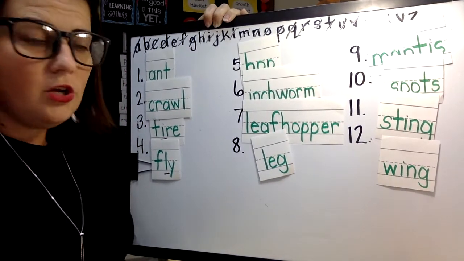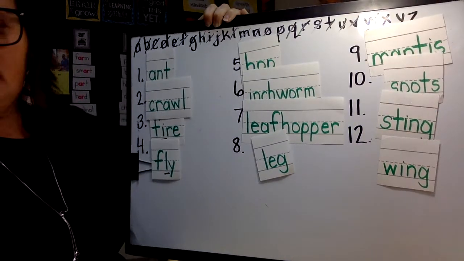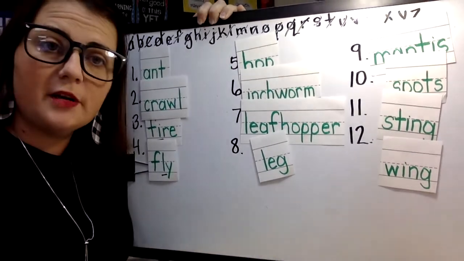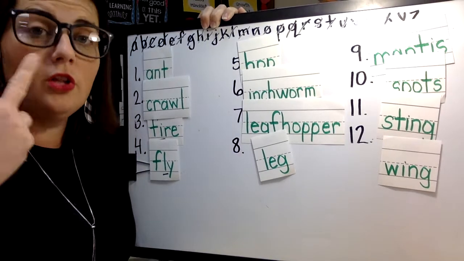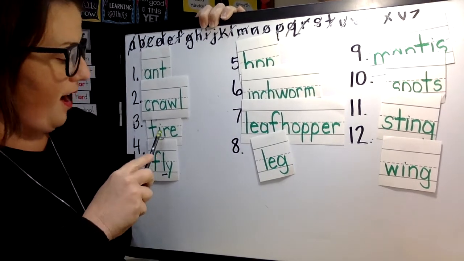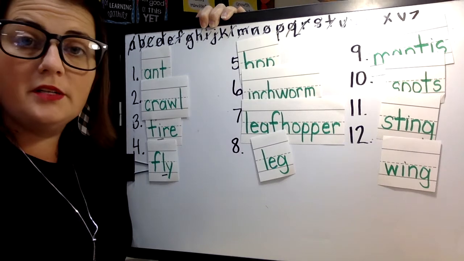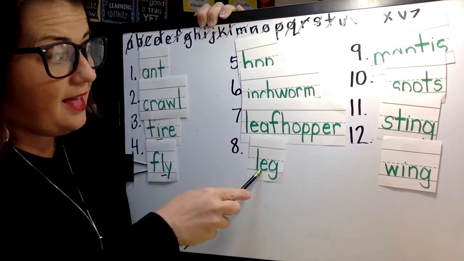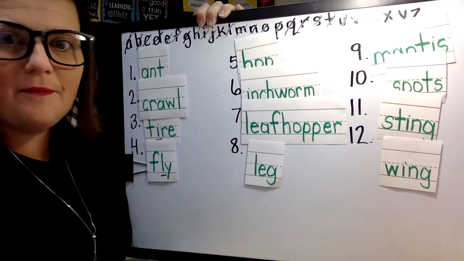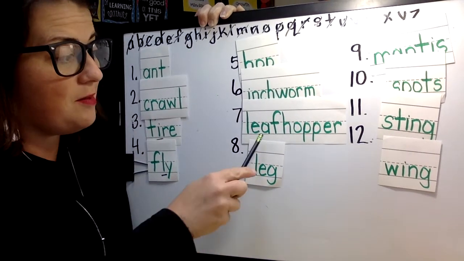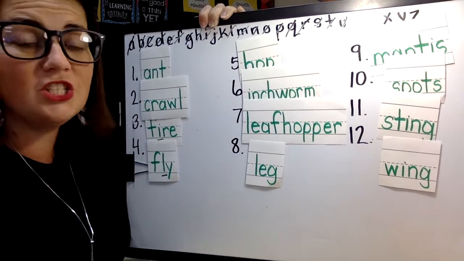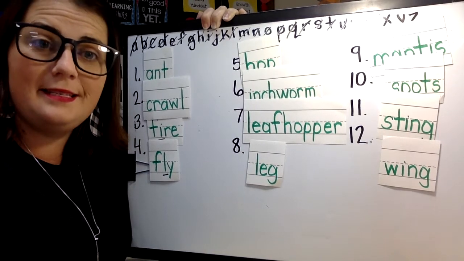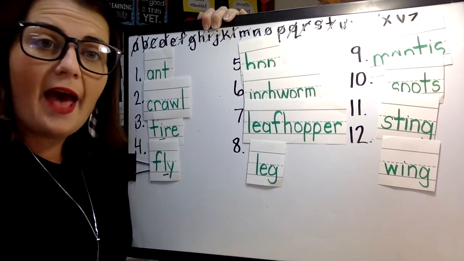So that is how you put words in ABC order. You write out the alphabet and then you go letter by letter. And if you come to two words that start with the same letter, you look at the second letter, like we did with fire and fly. If you come to words that have the same second letter, too, like leafhopper and leg, they both started with L-E and L-E, well, you go to the third letter. So we compared the A and the G. And you just keep going until you run out of words. And then you have your words in ABC order. You might also hear it called alphabetical order.